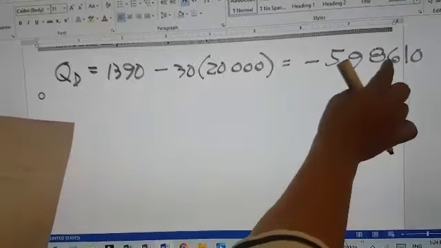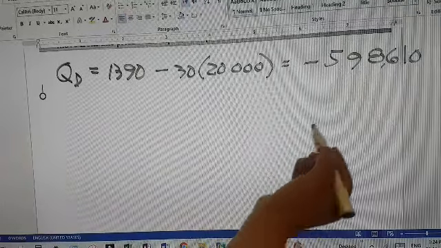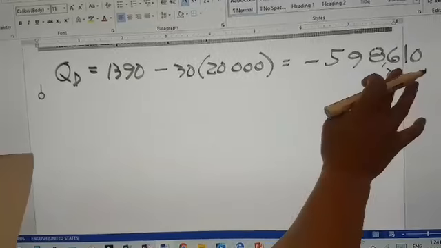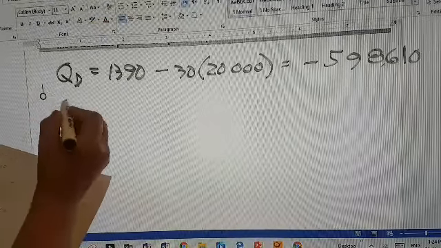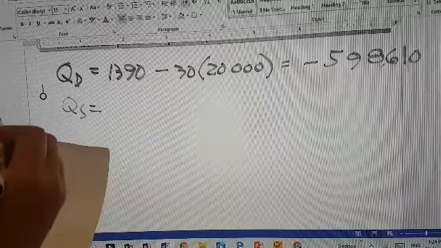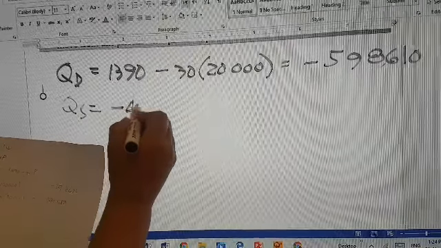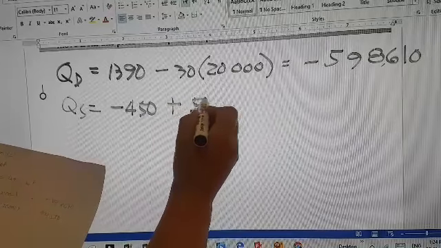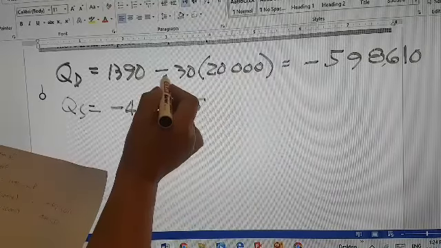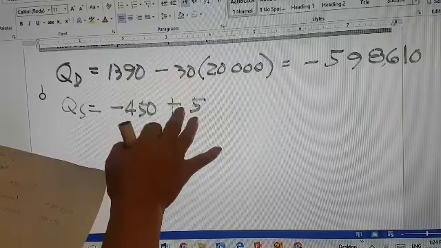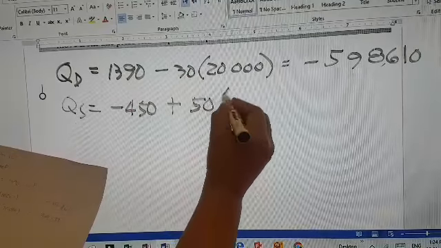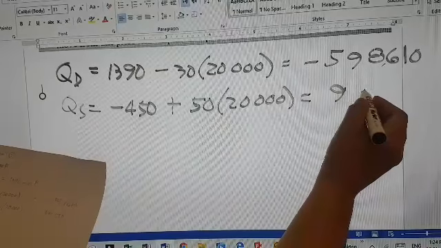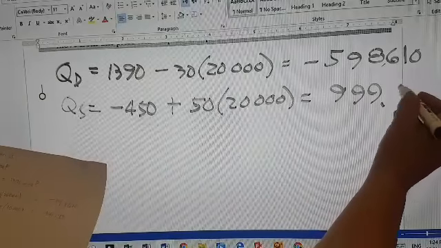So 598,610, if I put a comma there. All right. So for QS, it will be negative 450. That's why it's in the formula. Plus, QS is a plus because it is positive. Demand is negative. Okay. So plus 50 times 20,000. And this gives you a positive 999,550.